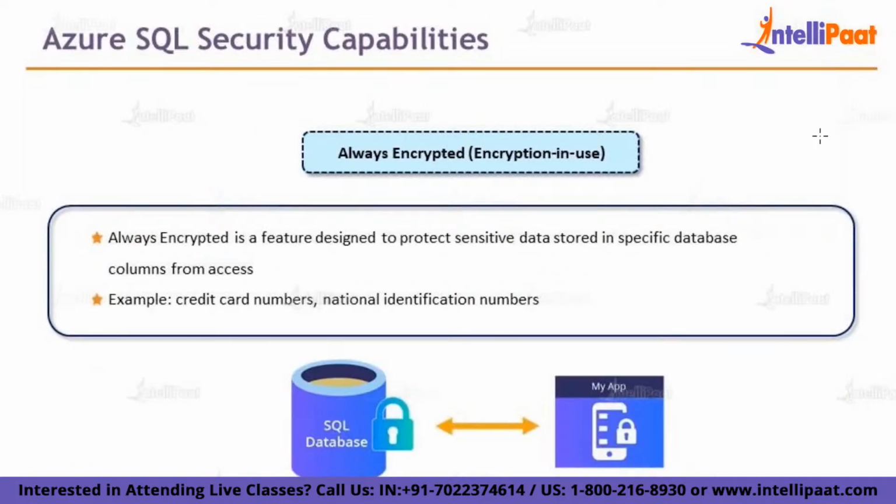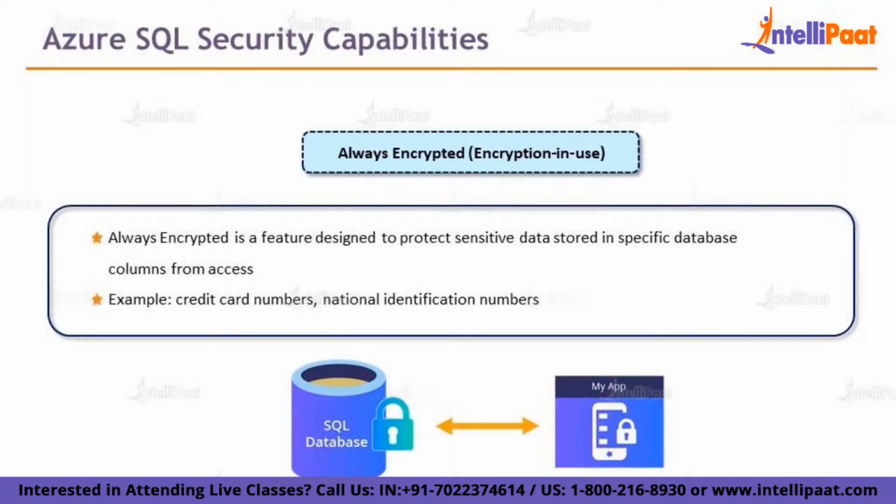So always encrypted is a feature designed to protect sensitive data stored in specific database columns from access. This is again for people who have worked on on-premises SQL 2016 and above. We have seen this. We can create a specific column. So let's say that I am creating a table called employee. In that employee table, I have a column called credit card number. Obviously, if I store it as a normal string, anybody logging into the server can see this credit card number, which is a security violation.